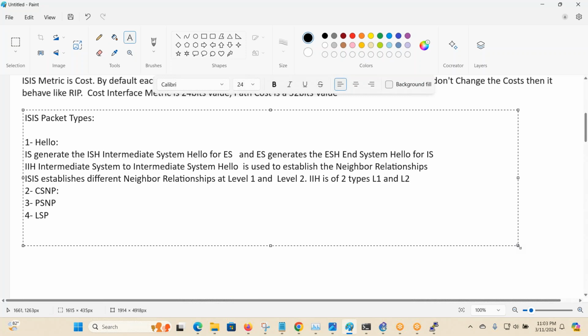Complete sequence number packet, you can compare it with DBD. It is used to carry the description of the link state advertisements stored in the topology table. PSNP is like LSR, link state request, or link state acknowledgement. LSP is like LSU. It carries the link state updates or the LSAs. So LSP, link state packet, or PDU.